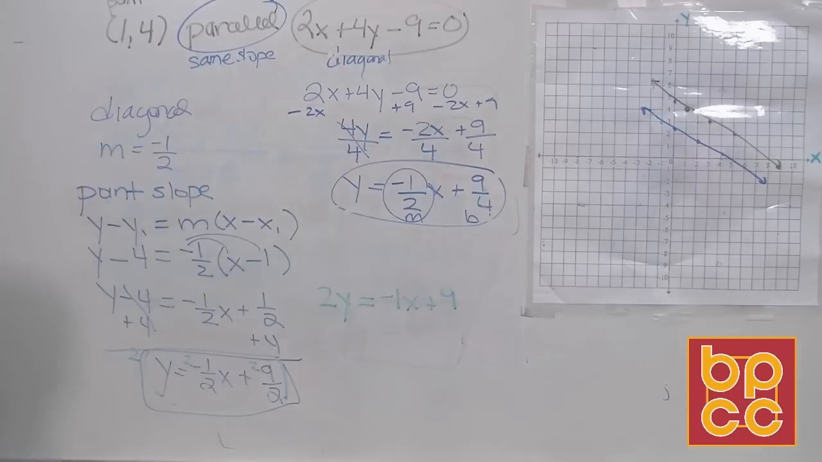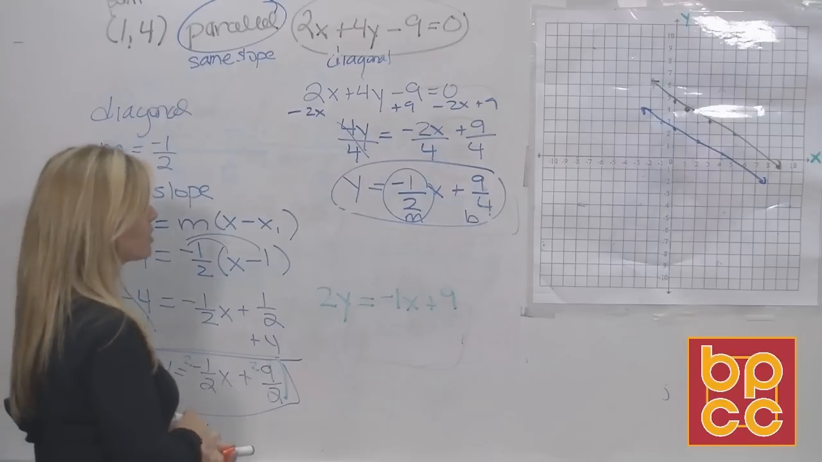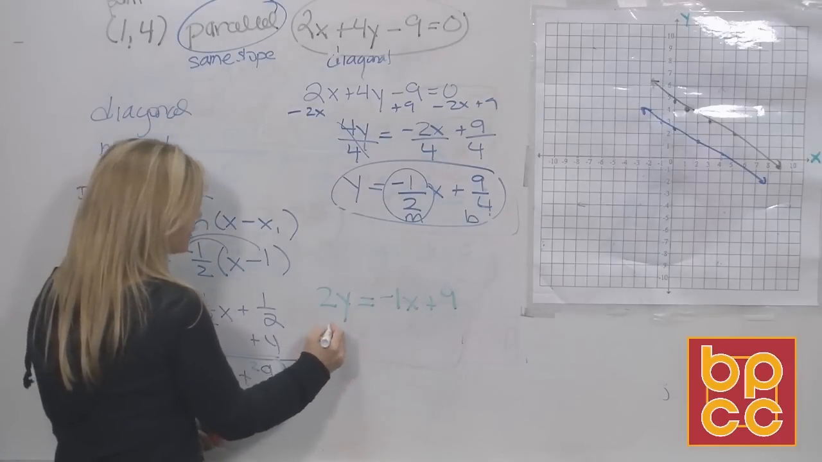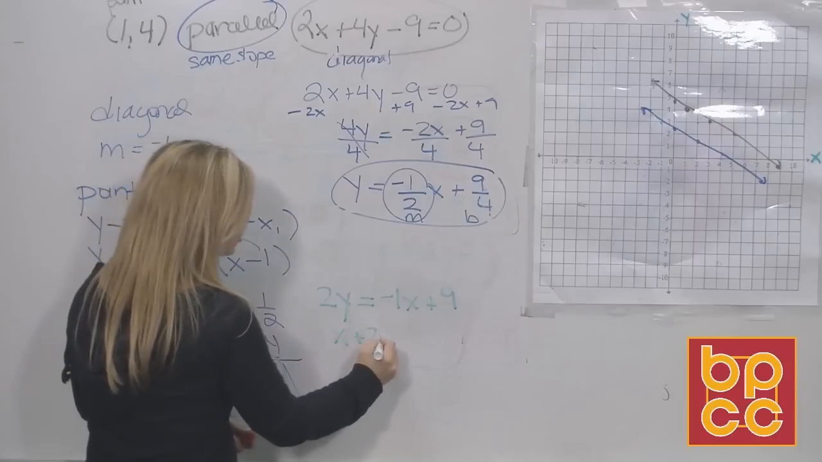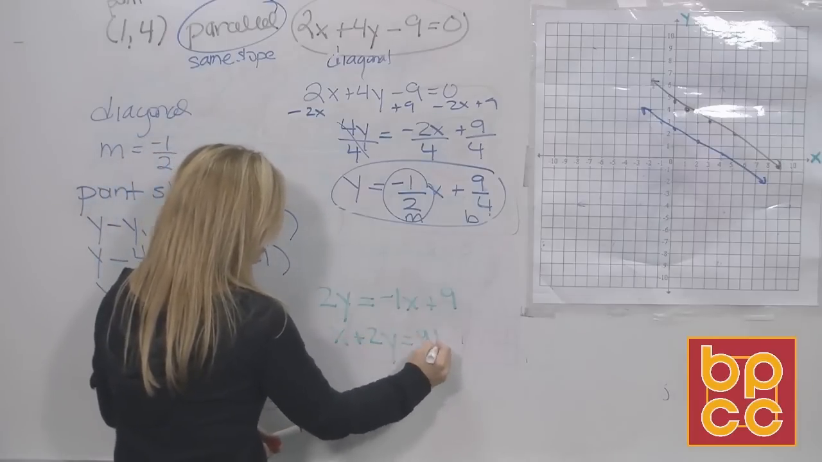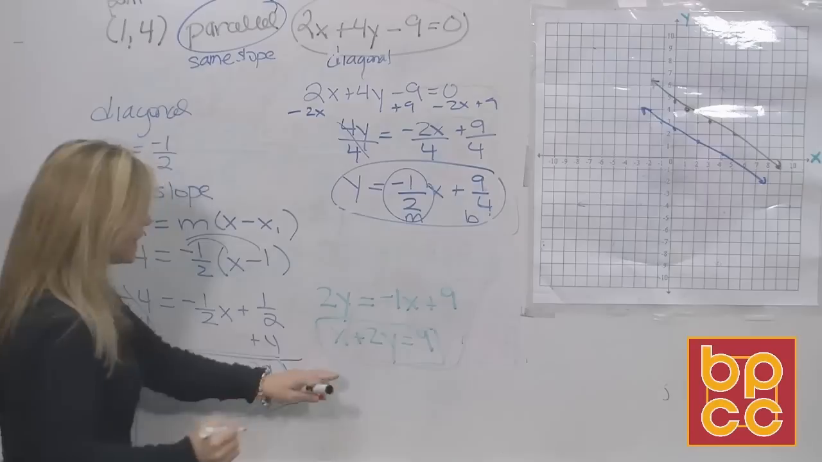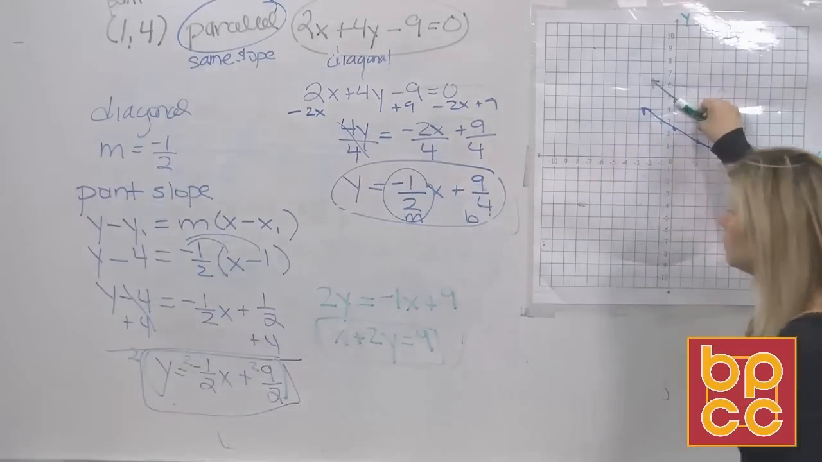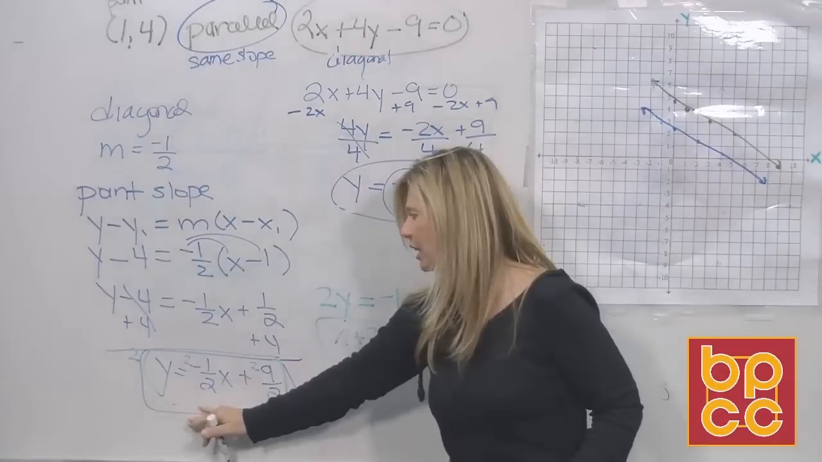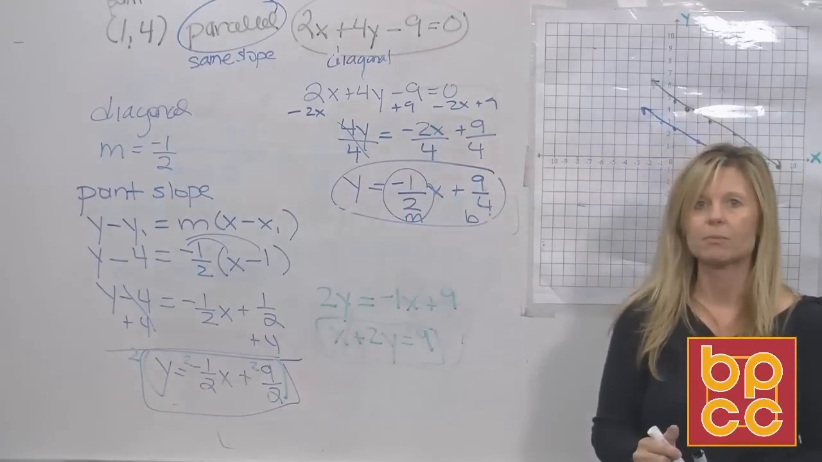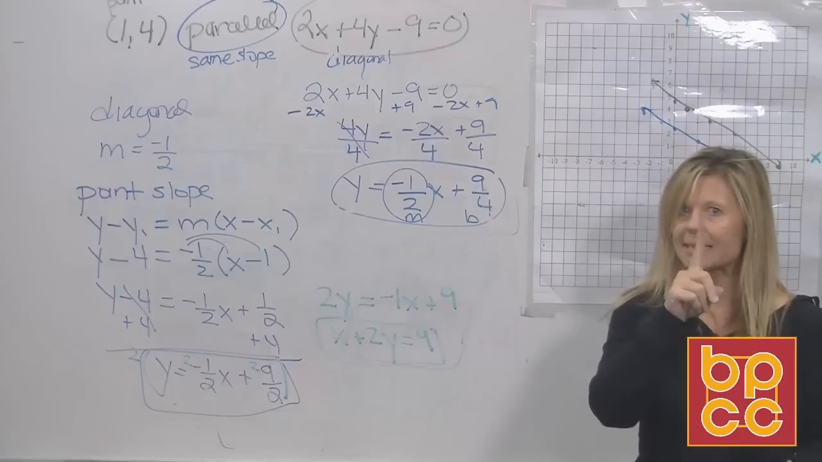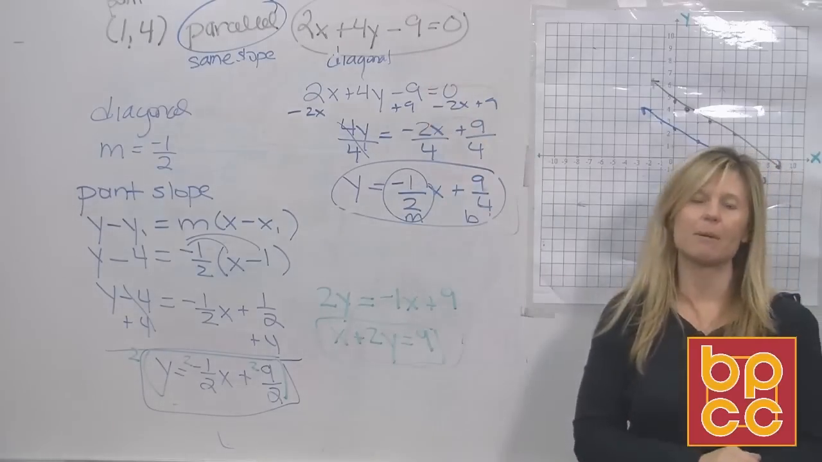But that's only half the battle. Once you get rid of the fractions, then you have to get the terms on the same side. So I'm going to take the negative 1x and add it to the left. So that would be x plus 2y equals 9. That is the equation of the new line in standard form. This was the equation of the line in slope-intercept. Is everybody okay? Good.